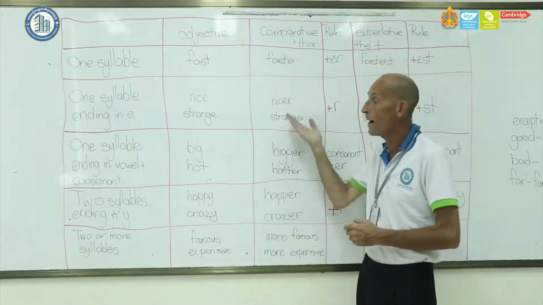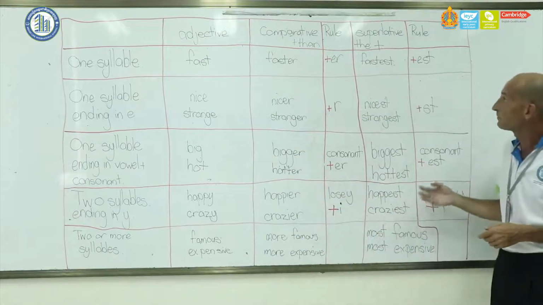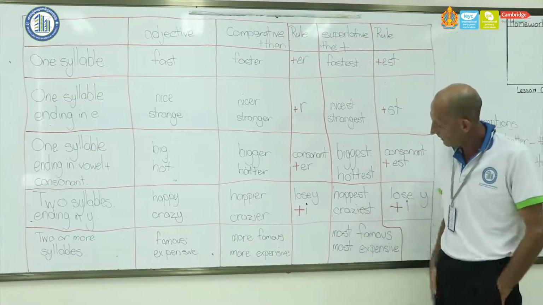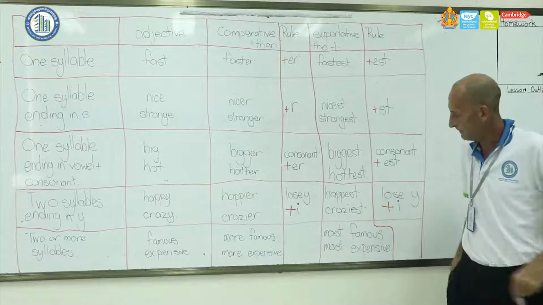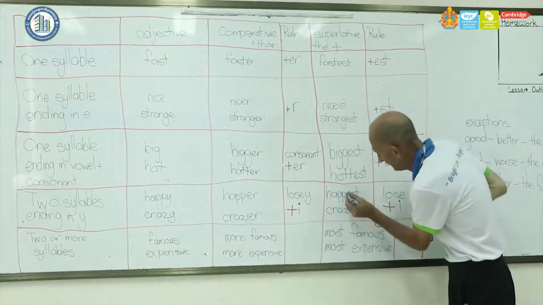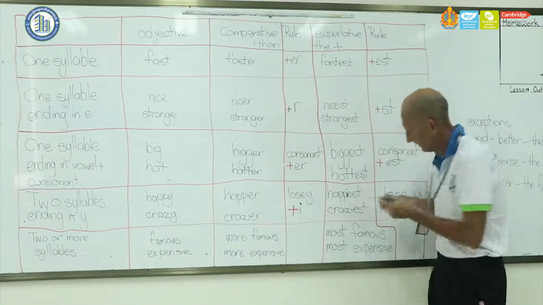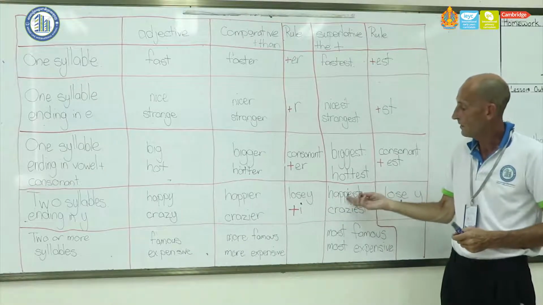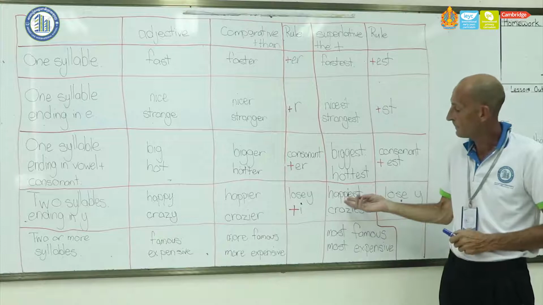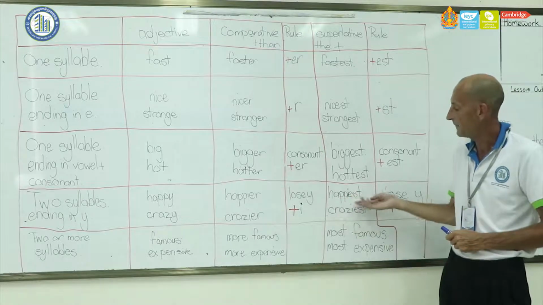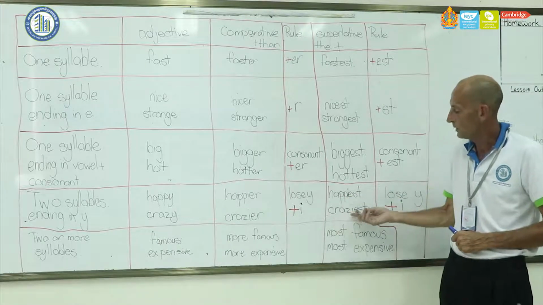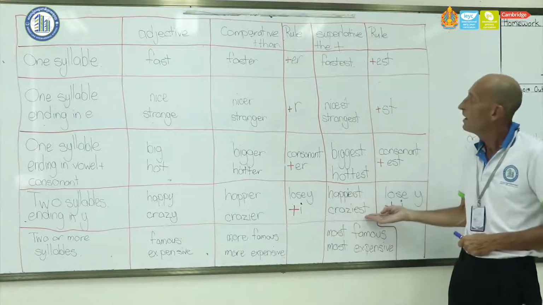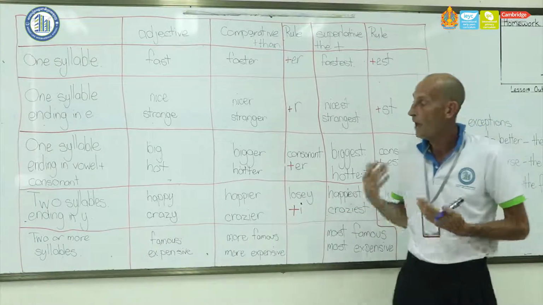So that's for comparative. For superlatives, it is similar, except I forgot the letter I there. So let's quickly put it in. Alright, so happiest. Again, we lose the Y, it becomes an I. Crazy, we lose the Y, becomes an I. Craziest. And let's have a look at our last one.